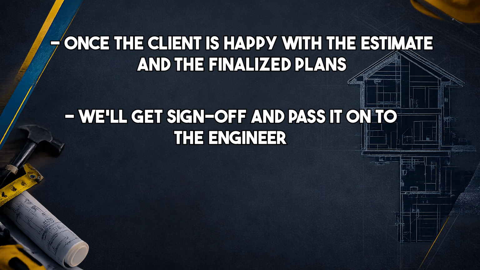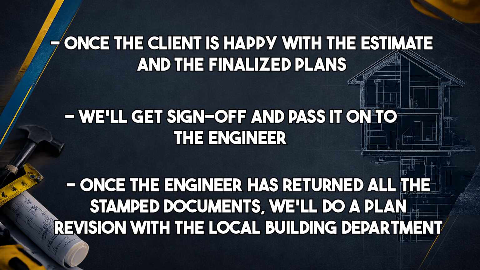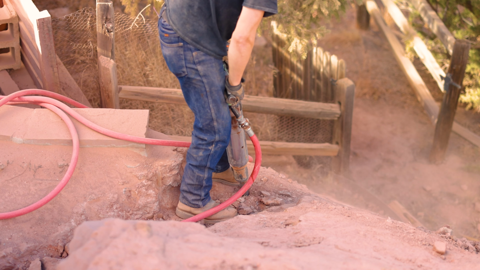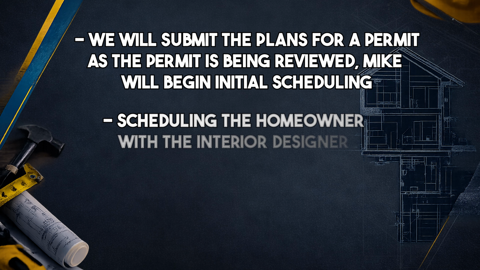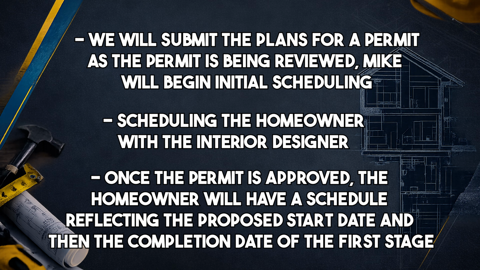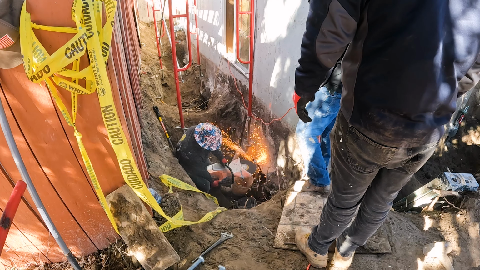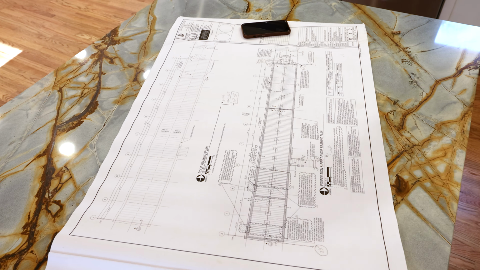Once the engineer returns all the stamped documents, we'll do a plan revision with the local building department. Once we finish that plan revision, we will submit the plans for permit. As the permit is being reviewed, Mike will begin initial scheduling the homeowner with the interior designer. Once the permit is approved, the homeowner will have a schedule reflecting the proposed start date and proposed completion date of the first stage. And then as we progress along the project, Mike will provide a second stage of the job to completion of the project.